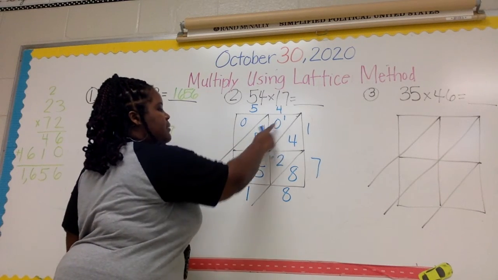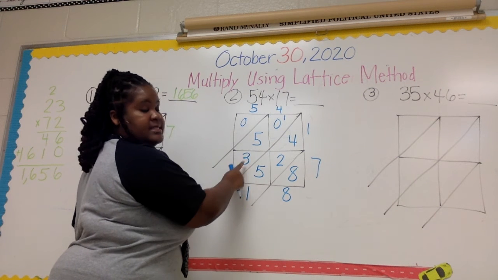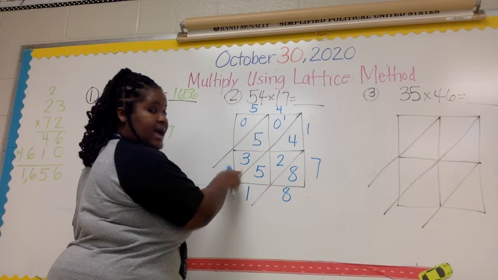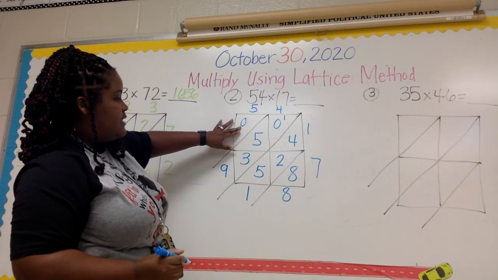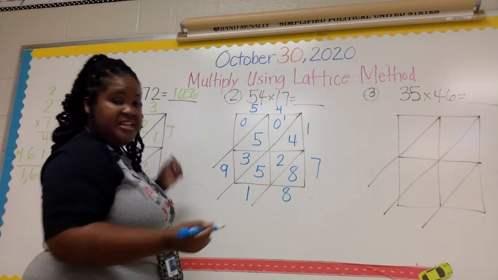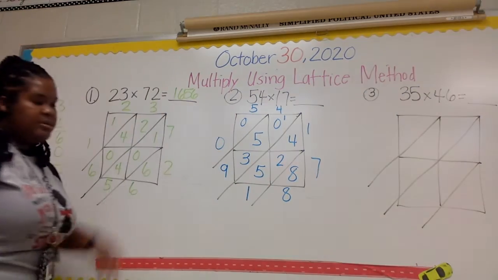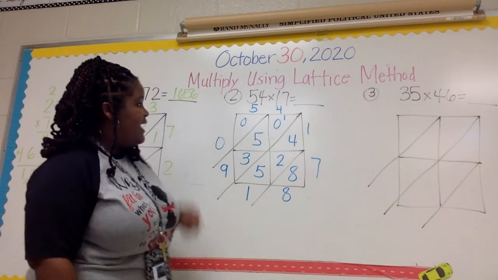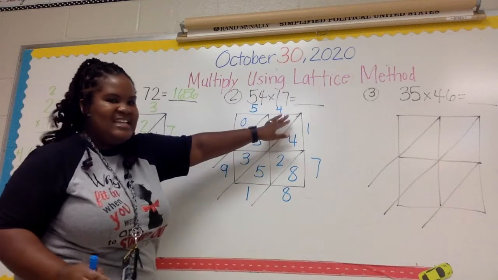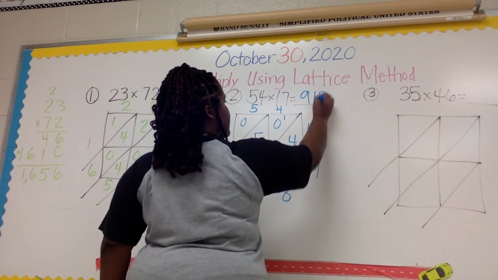Here we go. 1 plus 5 is 6. 6 plus 3 is 9. Okay? 0 plus nothing is 0. So you can either put the 0 or just let it be. I'm just going to put the 0 there. So that means the product for 54 times 17 is 918. That is going to be my answer.